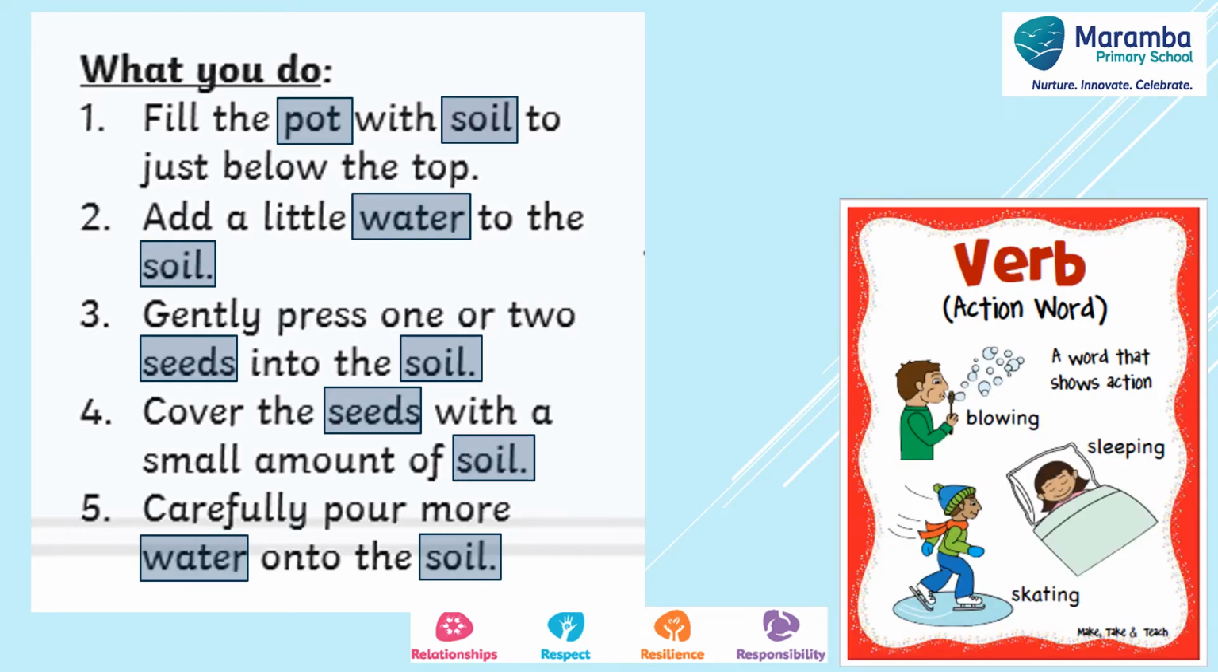So let's now have a look at verbs. The verbs we are going to do in red, and verbs are action words. That means something that we do. So let's have a look at step 1. Fill the pot with soil to just below the top. Can you find the action word in this sentence? Fill. If you fill something, you're doing something. You are filling the pot with soil. Fill is the verb.